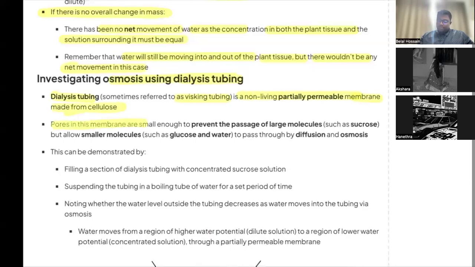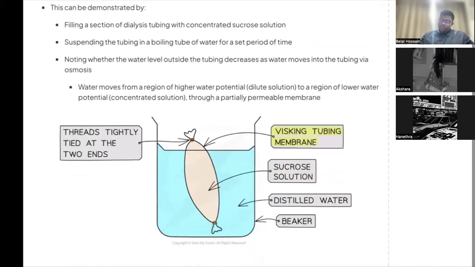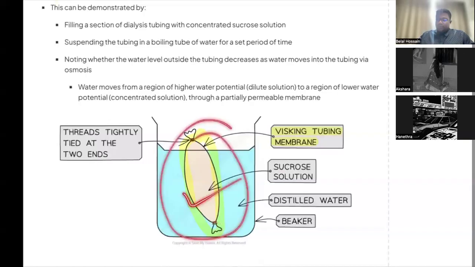The pores in the membrane are small enough to prevent the passage of large molecules such as sucrose, but allow small molecules such as glucose and water to pass through. So what do we do? We will first fill up this dialysis tubing with some sucrose solution. We will tie a knot at this end, and after filling up, tie a knot at the other end. Then we will wash it in distilled water to get any surface contaminants out.